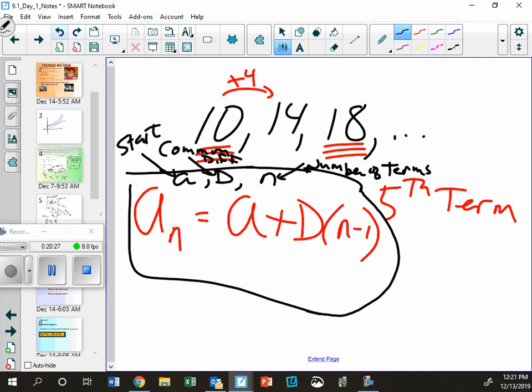Okay, so what should I do? What do I put in? Okay, so n is 5. How about we start at the beginning of your formula here? A sub third term will be, what's A? 10 plus, what's D? Times 5? Minus 1. Now, does that really equal 18?